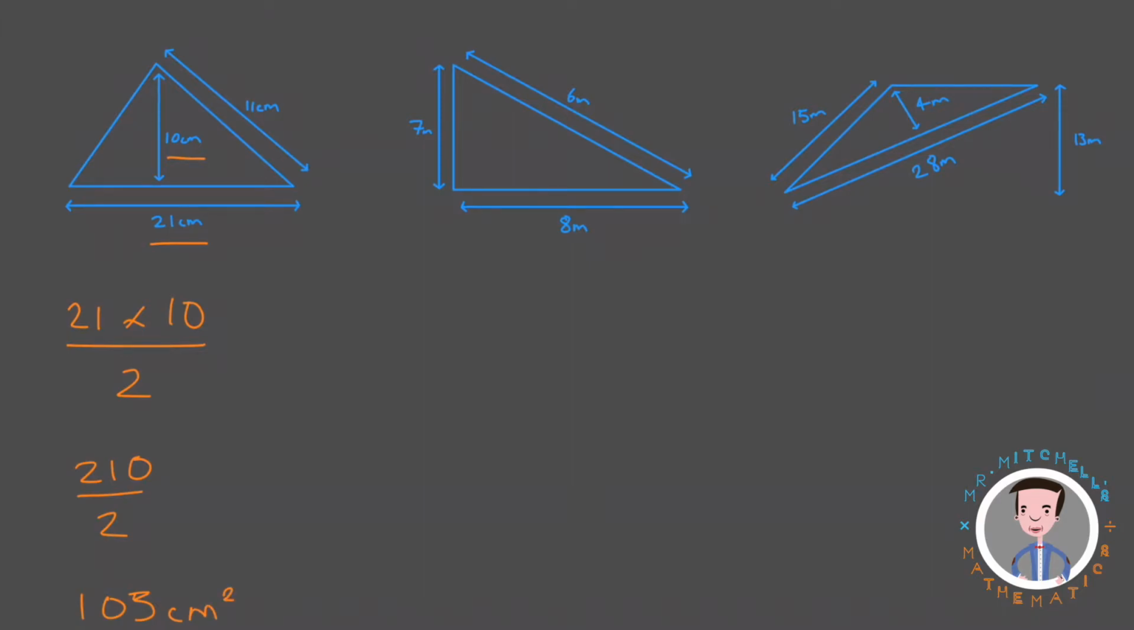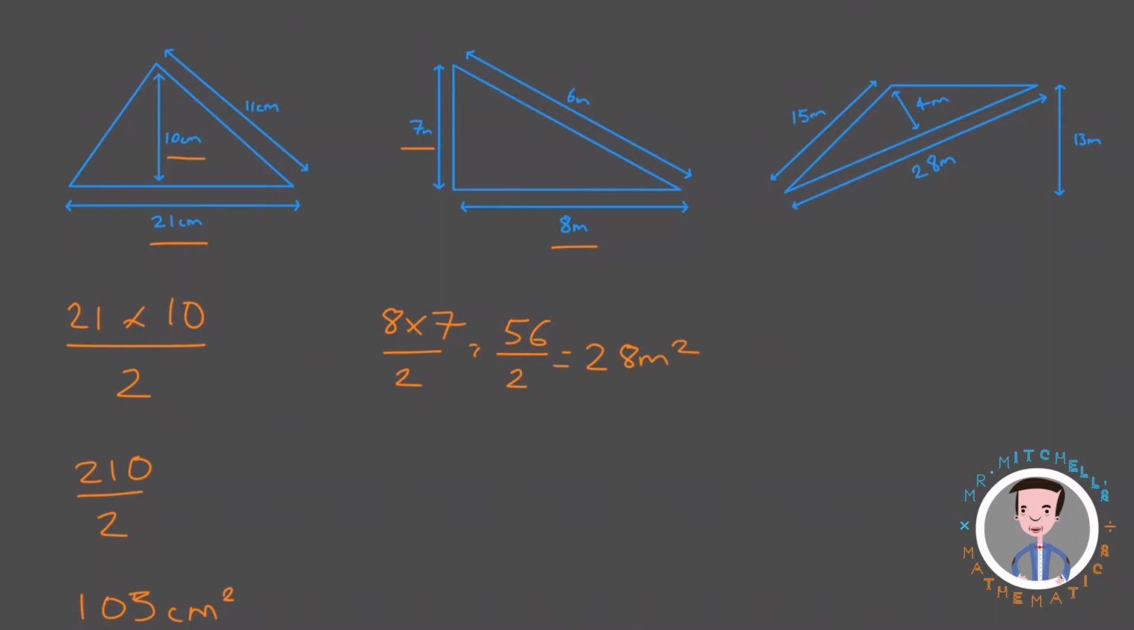For the next one, the base is 8 and the height is 7. That is 8 times 7 divided by 2, which equals 56 divided by 2, which equals 28. What's the units? Meters squared.